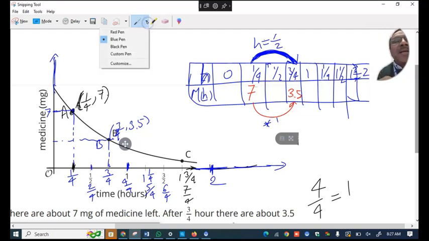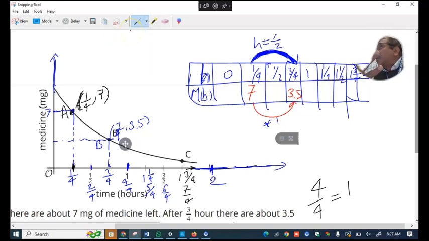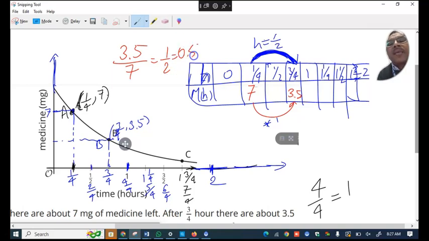If the numbers were difficult, what would you do? You would do 3.5 divided by 7 on the calculator, and you get half. Of course, you'll be getting 0.5. So the main thing is this is 0.5. Is that okay? So it goes by 0.5.